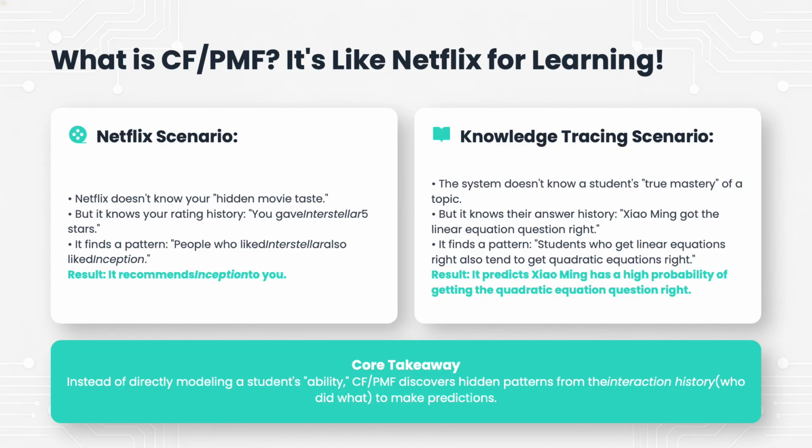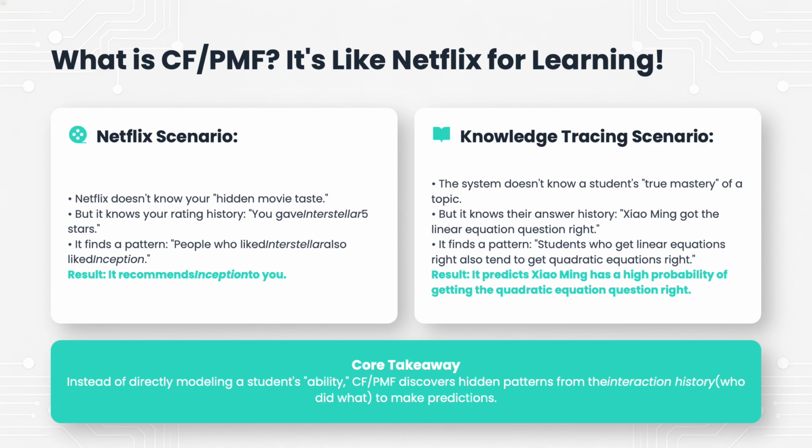Let's start with a simple analogy we can all relate to: Netflix. How does Netflix know what to recommend? It doesn't have a magical way to read your mind. Instead, it looks at your behavior, your viewing and rating history. It finds patterns among millions of users. For instance, it notices that a huge number of people who loved Interstellar also loved Inception. So, if you loved Interstellar, it's a good bet you'll enjoy Inception too.